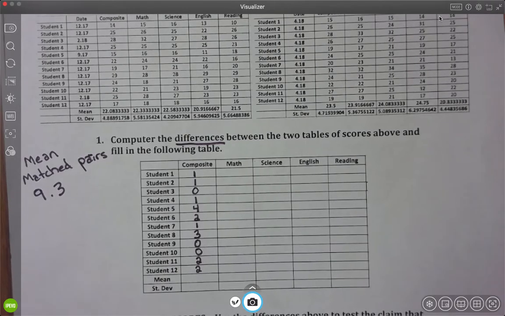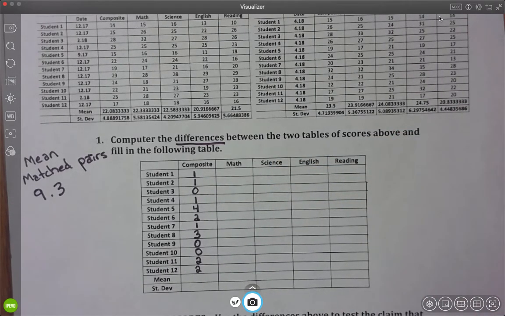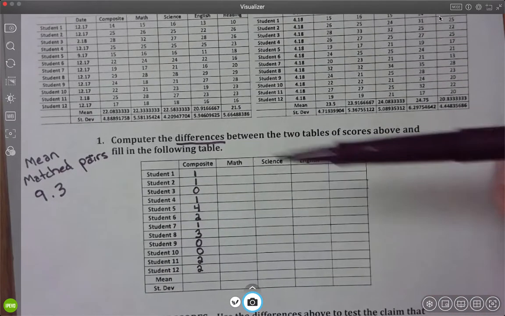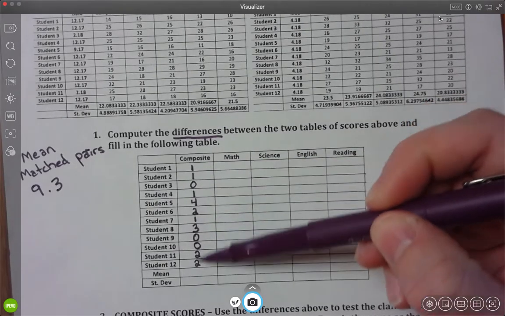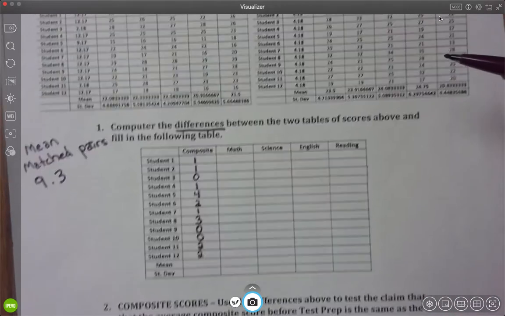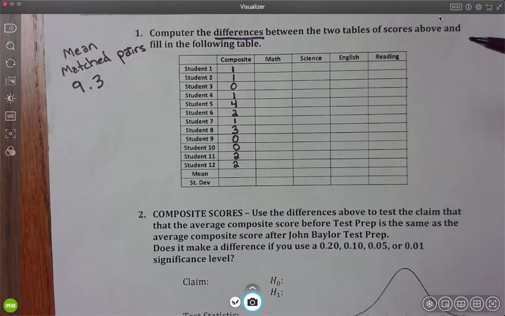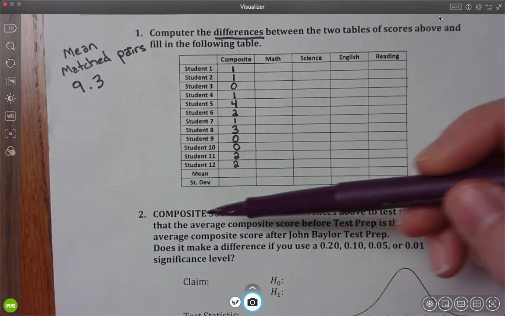So here's the deal. This is what we're trying to test. Given these composite scores, was this a large enough increase overall to say that John Baylor did have an effect on these kids? Maybe if each one of these was a 1, they're probably going to say that might have just been a fluke. But we'll see if this shows a large enough increase in order to say that John Baylor was effective. Okay, so composite scores.